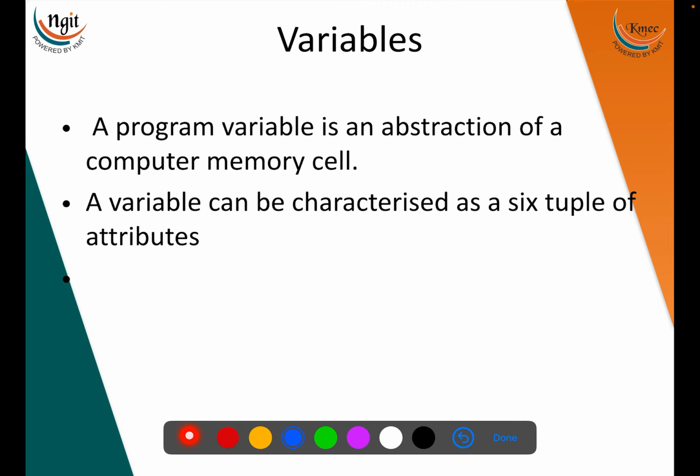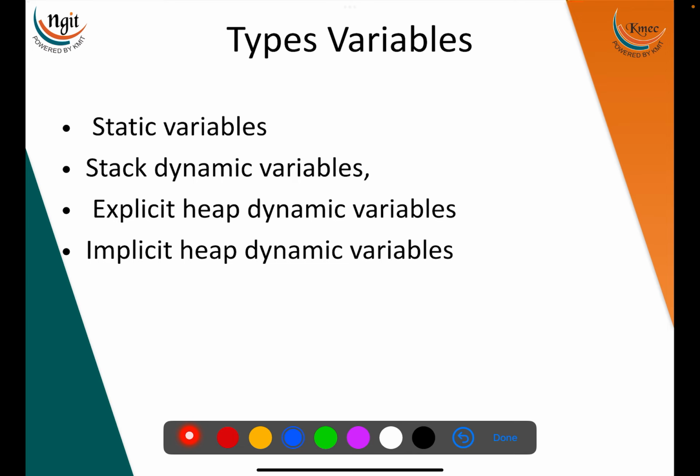Now coming to the types of variables. There are 4 different types of variables: static variable, stack dynamic variable, explicit heap dynamic, and implicit heap dynamic. Let's understand this. It is also an important question. Earlier, the question on 6-tuple attributes is important for short questions, and this is for long questions. Many times it came in the final examination.